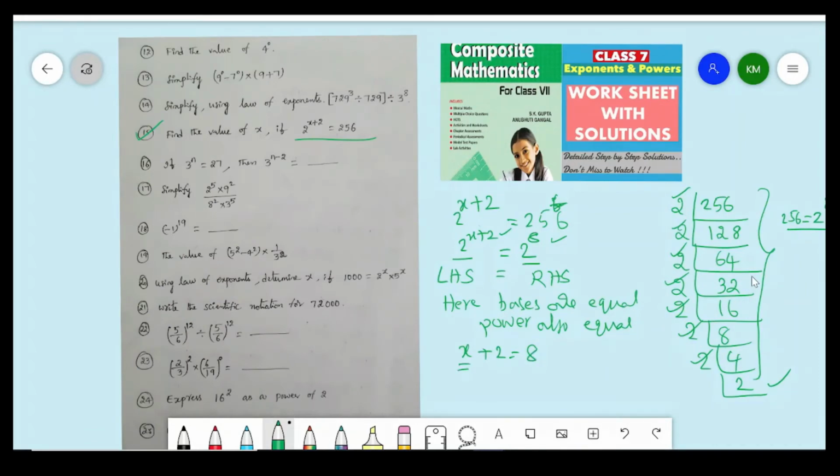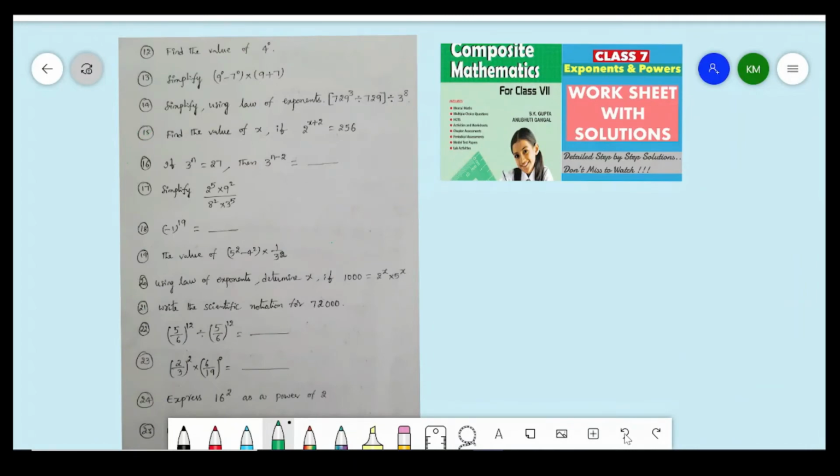Now I want the x value. So how can I get the x value? x plus 2 is here, and I am subtracting 2 from the left hand side. As I have subtracted 2, I also have to subtract it on the right hand side. So 2 minus 2 is 0, then the value of x is equal to 8 minus 2, that is 6. So this is the answer for problem number 15. Now let us move to the next problem number 16.